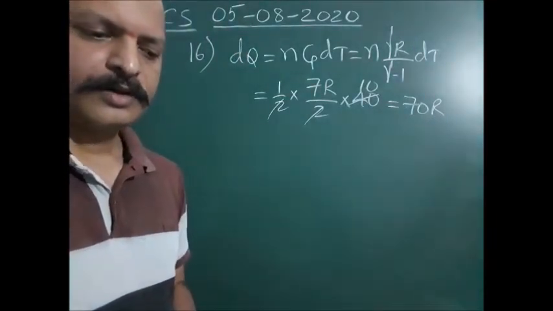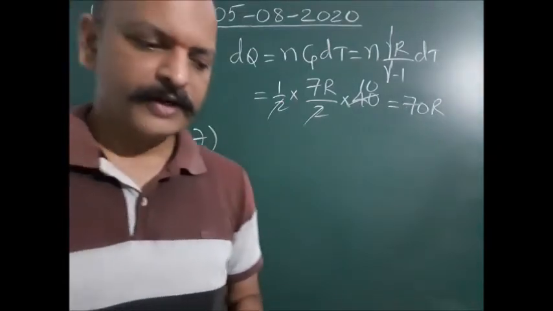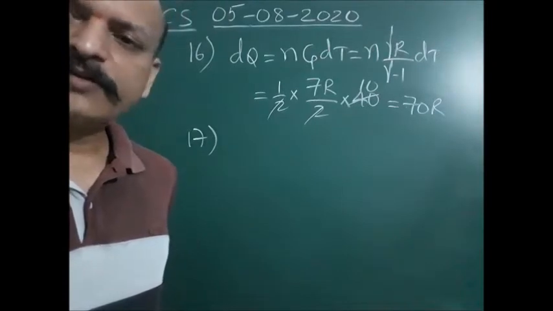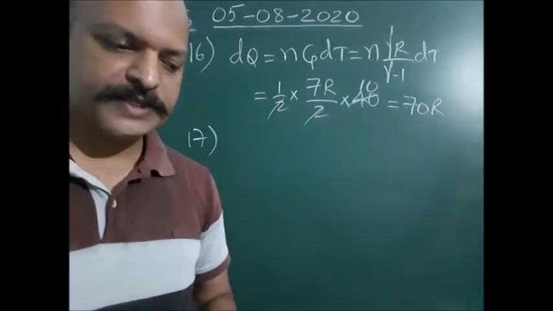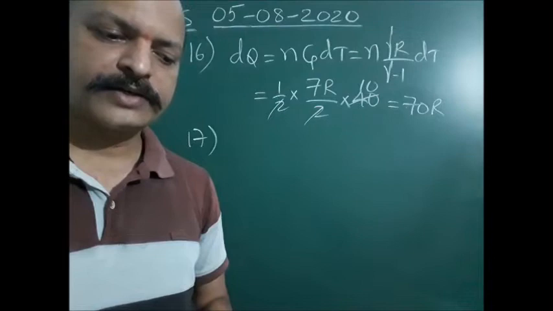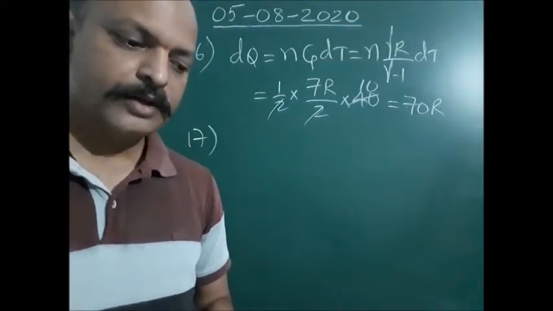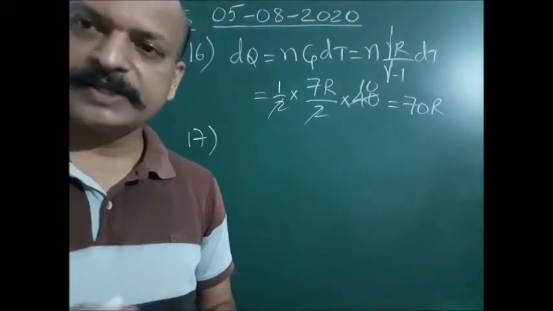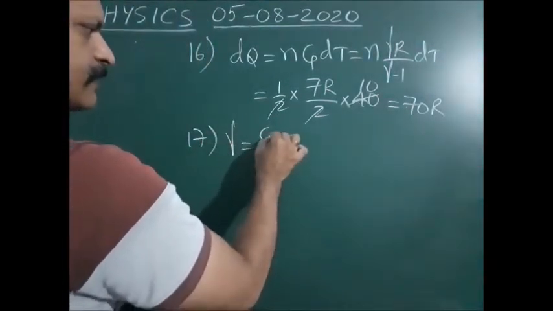Next, coming to question number 17. For a gas, the difference between the two specific heats is 4150 joule per kg per Kelvin, and the ratio of specific heats is 1.4. The specific heat of a gas at constant volume in joule per kg per Kelvin is. So here we have to find out the Cv value. Cp is given. We know that gamma is always Cp by Cv.